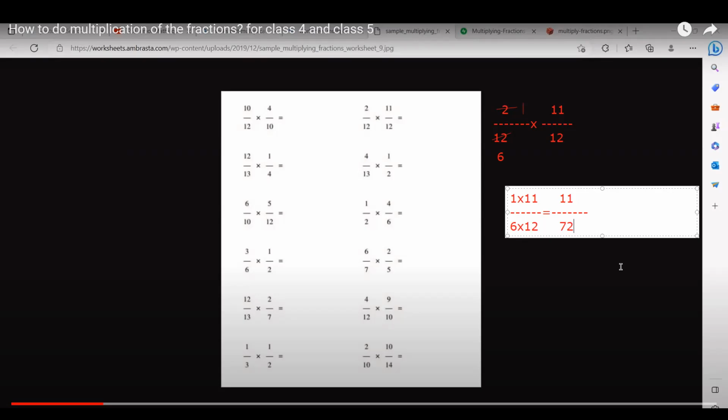Why should we divide? We should divide because 2 and 12 can be divided. If you multiply this, the number will be a very large number. Then, after doing the multiplication, you have to find out whether you can divide it or not.